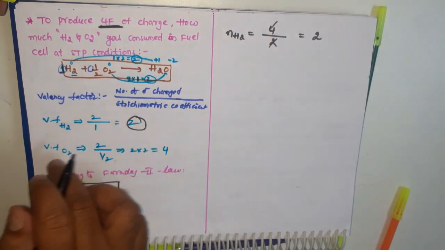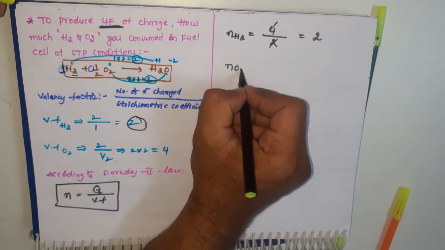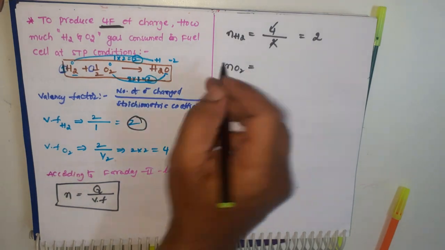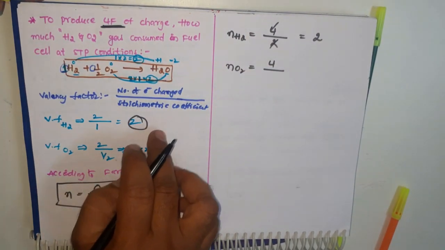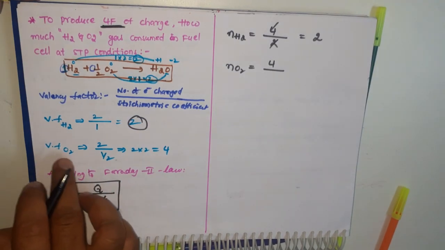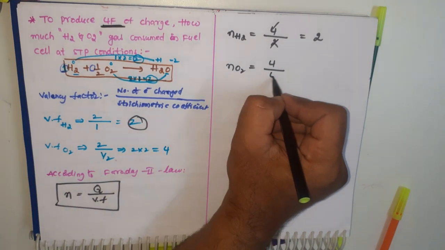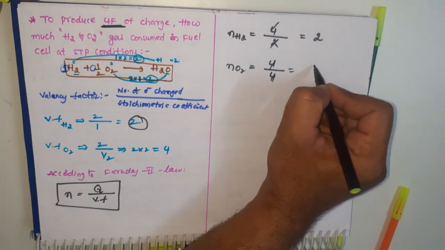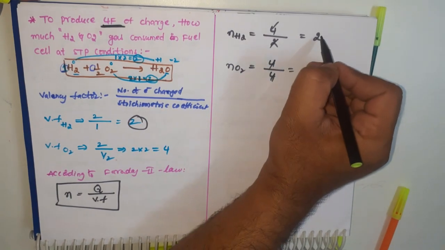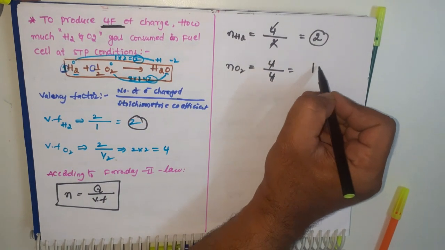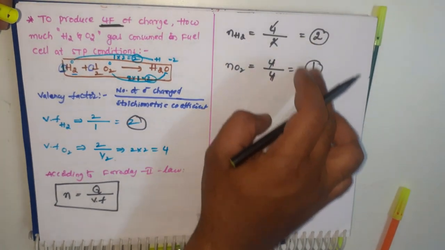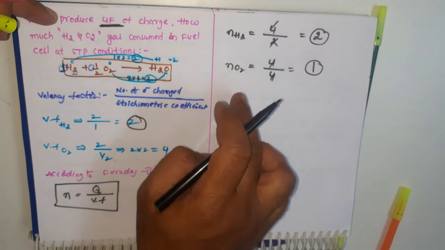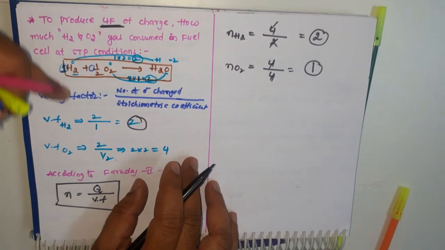In the same way, for the number of moles of oxygen, the Q value is 4 and the valency factor of oxygen is 4. So 4 by 4 is 1. So H2 is 2 moles and oxygen is 1 mole, totally 3 moles of hydrogen plus oxygen.